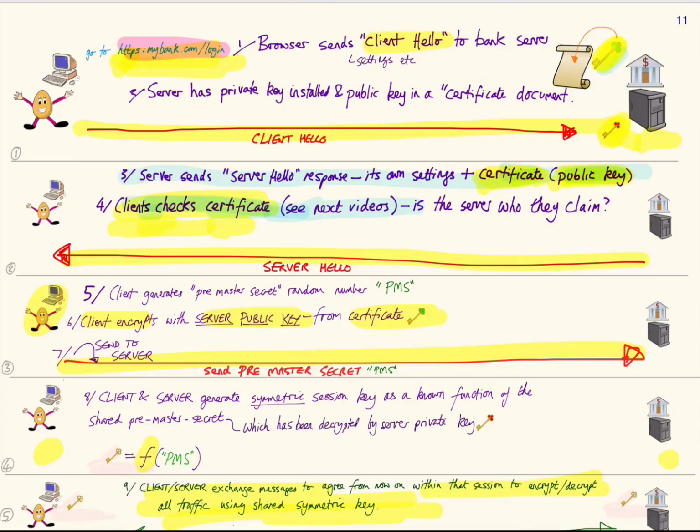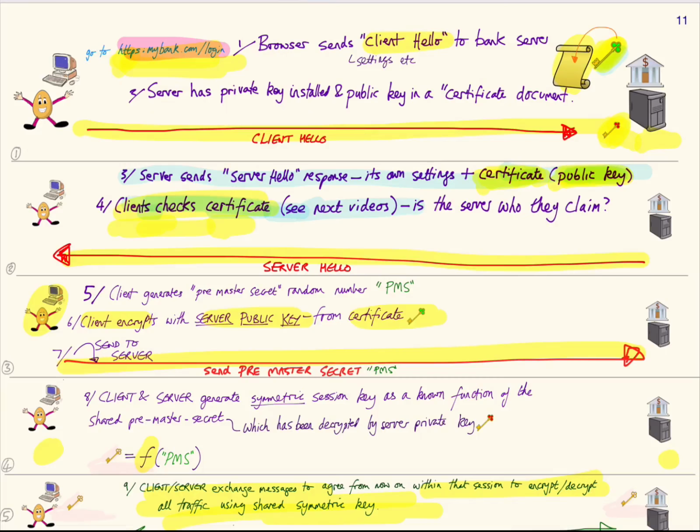It sends the public key back to the client contained within a document, which is not secret, it's a public document called a certificate. The certificate contains the public key belonging to the bank. The client does some other verifications, which we'll talk about in the next video. Then it will also pull out the public key from that certificate and say, right, I've got the public key for the bank. I'm going to generate a random number.